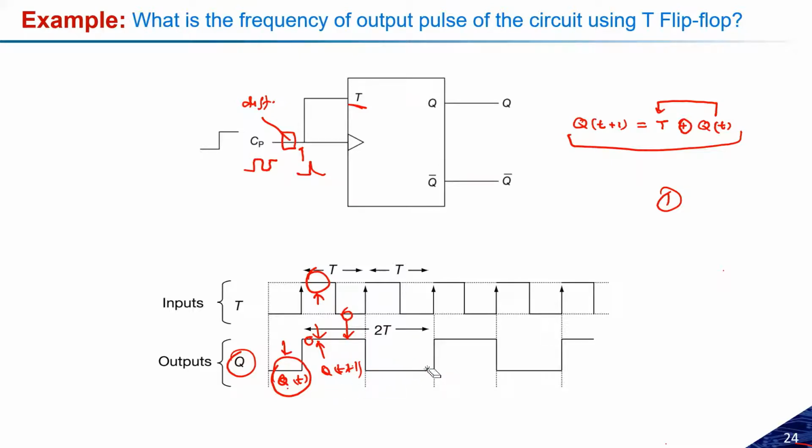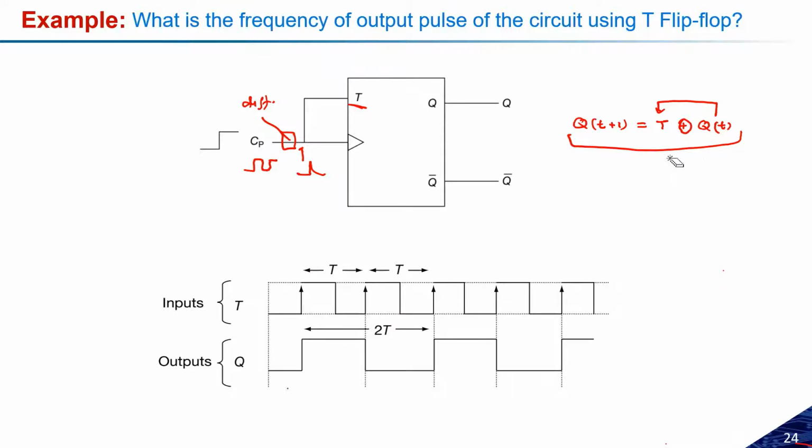So the important thing is, to get the Q(t+1), I have to consider the previous Qt and the current T. Similarly, this and this will be considered to get this value, and so on. So this is how you get the output of this circuit, and that looks like this. You got the point? Yes, sir.